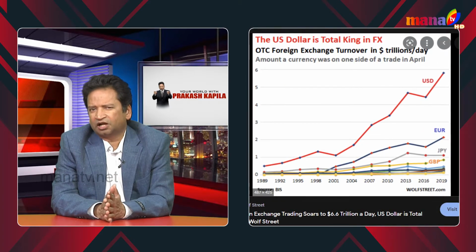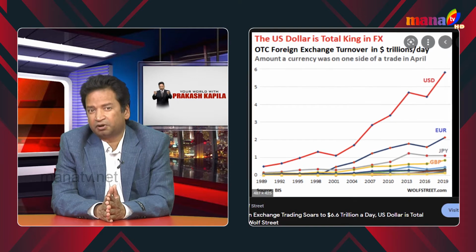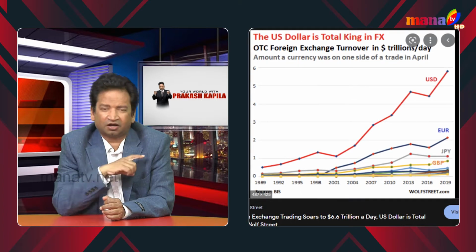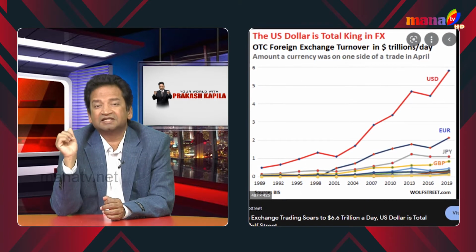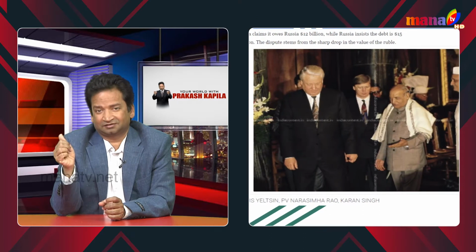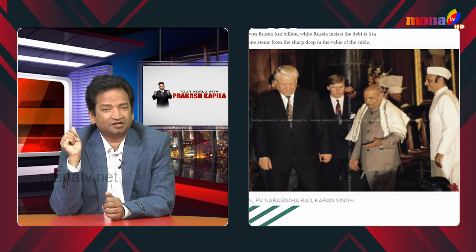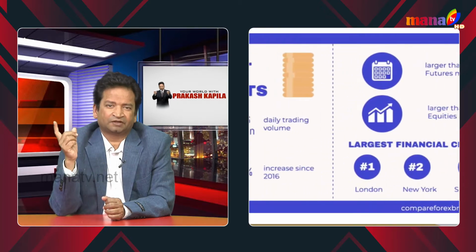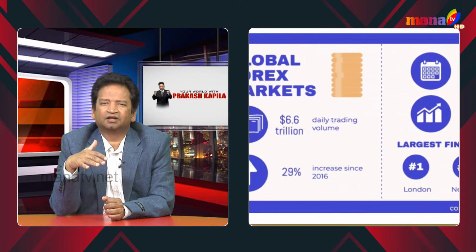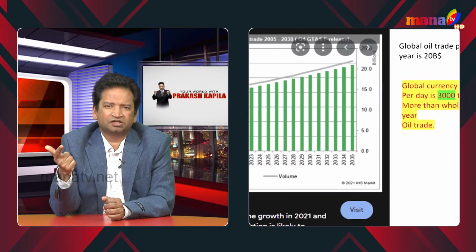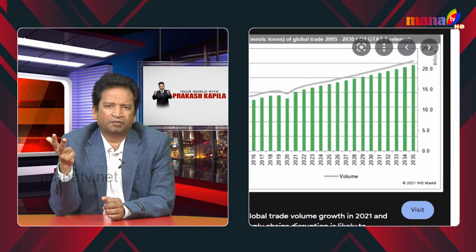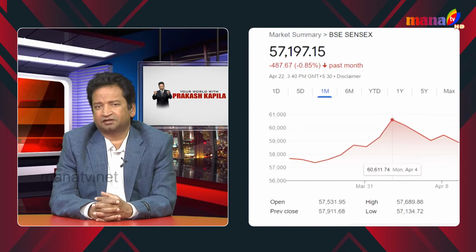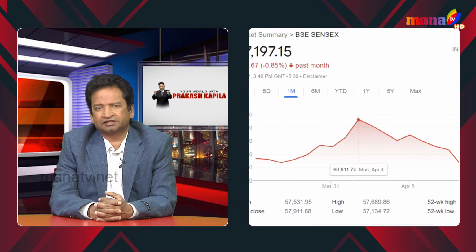The total amount of currency traded all across the world is $7 trillion. I'm not kidding. $7 trillion is traded on a single day across the world. And most of the trades happen with USD JPY, USD EUR and EUR JPY. If you see, the Japanese yen is traded a lot with other currencies.